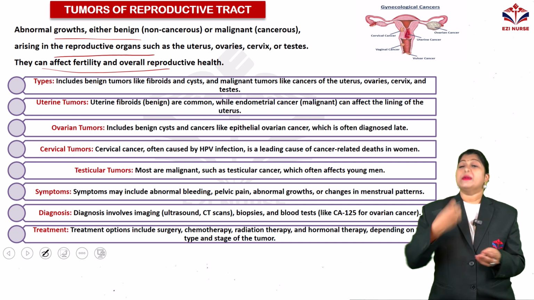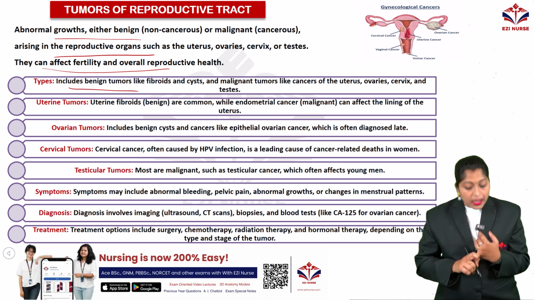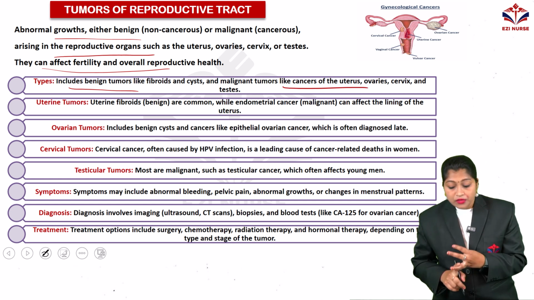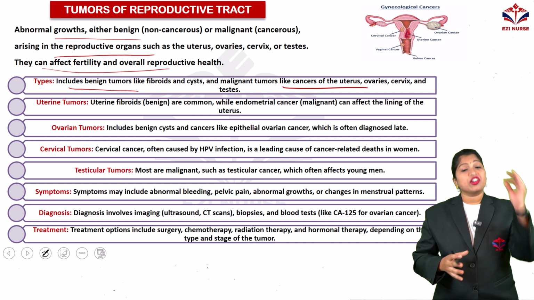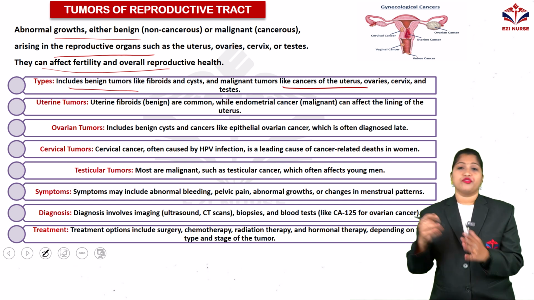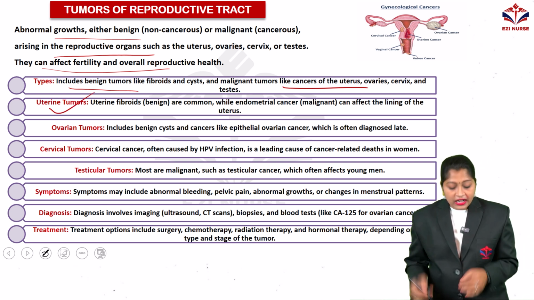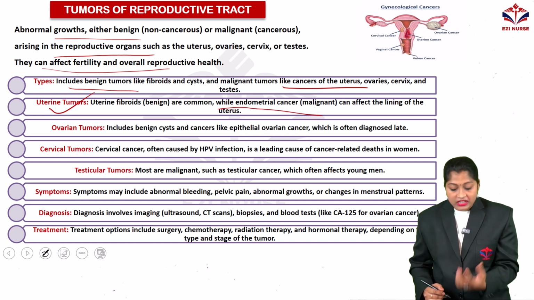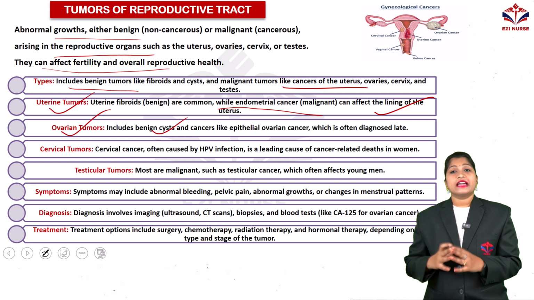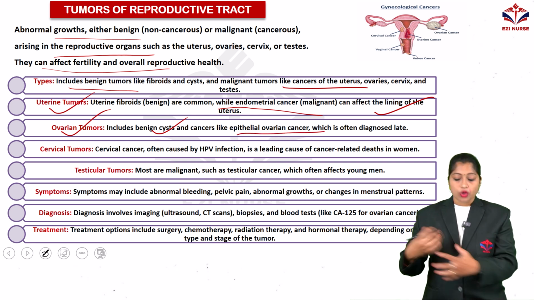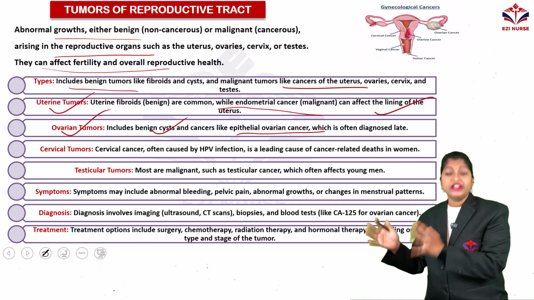So these tumors can be benign or malignant. There are different types of tumors of the reproductive system. They include benign tumors like fibroids and cysts, and malignant tumors like cancers of the uterus, ovaries, cervix and testis. You can see the uterine tumors or fibroids, which are benign and common, while endometrial cancers, the malignant ones, can affect the lining of the uterus. Next are ovarian tumors. They include benign cysts and cancers like epithelial ovarian cancers, which are often diagnosed in the later stages. They cannot be diagnosed early; usually they are diagnosed late.